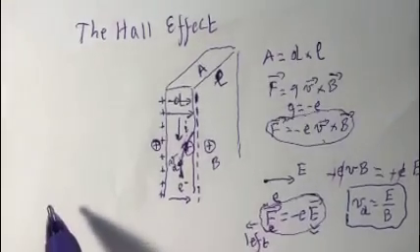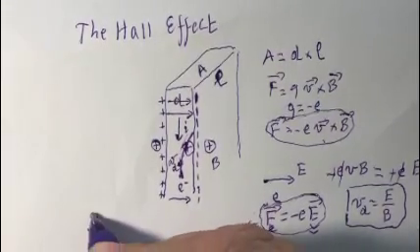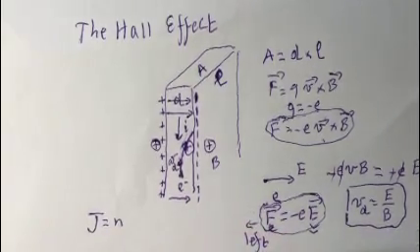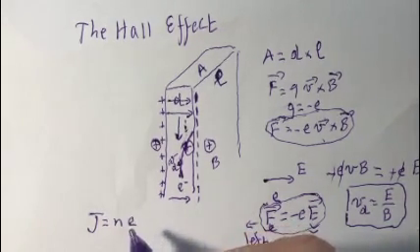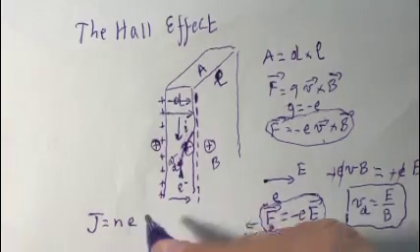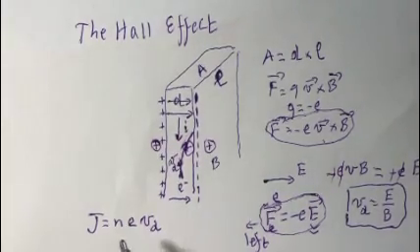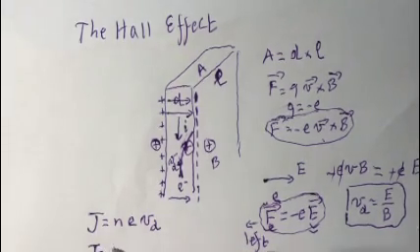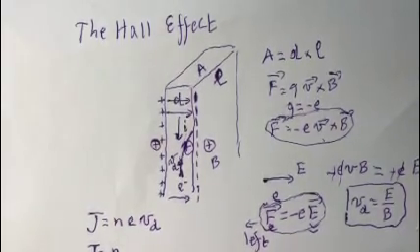We know from previous chapters that the current density J is equal to N, which is the number of electrons per unit volume, times the charge, and times the drift velocity. We know this. We did it last time. So I can put here J, the current density, equals N, the number of electrons per meter cube, per volume, and I put here the charge.